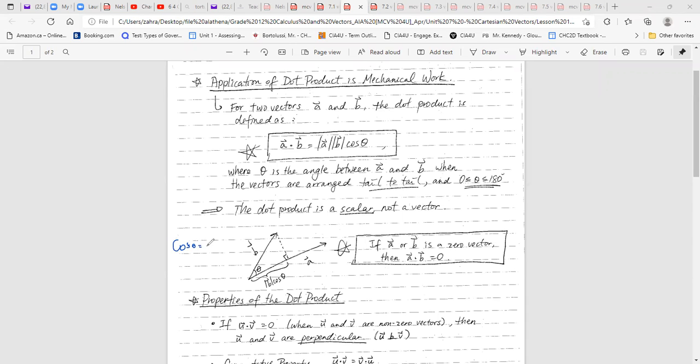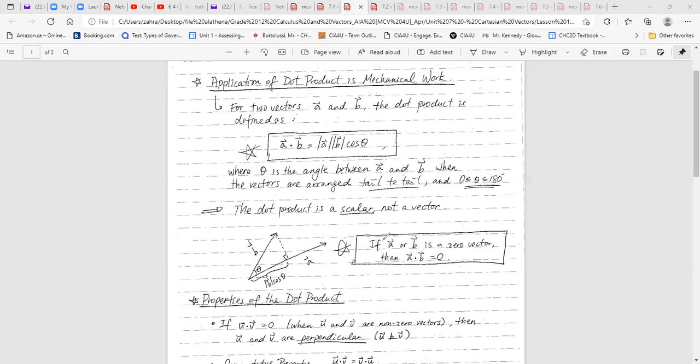over hypotenuse, which is the magnitude of B. If you rearrange it for adjacent, it's going to be cosine theta multiplied by B. So it's B cosine theta. B cosine theta is the image of B on vector A. And then you multiply it by the magnitude of A.